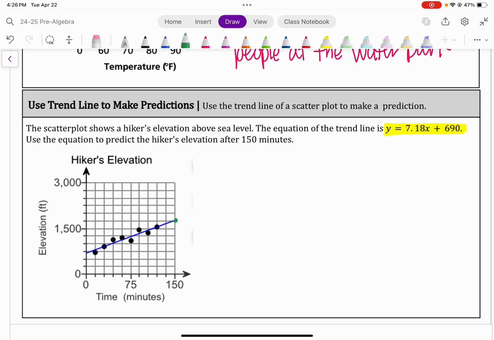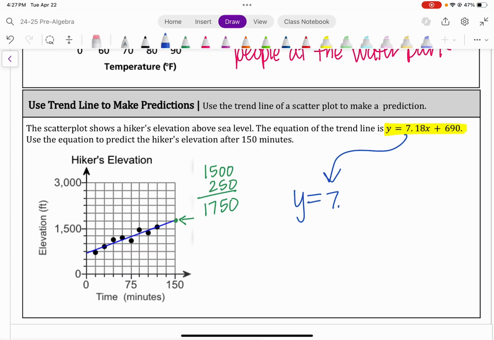And how many does each box count for? Let's see if I have 1, 2, 3, 4, 5, 6 boxes to make 1,500. That means each box counts for 250. So after 1,500, my best estimate would be 1,750.